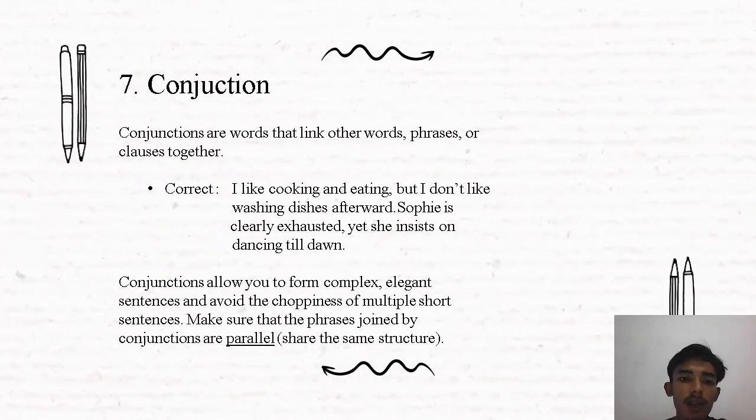Conjunction. Conjunctions are words that link other words, phrases, or clauses together. Example: I like cooking and eating, but I don't like washing dishes afterward. Sophie is clearly exhausted, yet she insists on dancing till dawn. Conjunctions allow you to form complex, elegant sentences and avoid the combination of multiple short sentences. Make sure that the pairs joined by conjunctions are parallel or share the same structure.